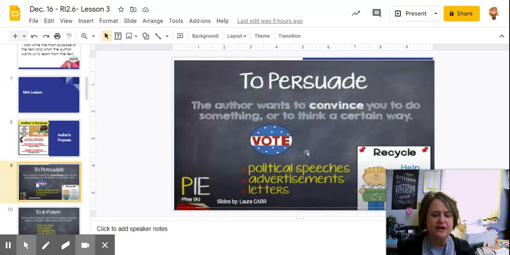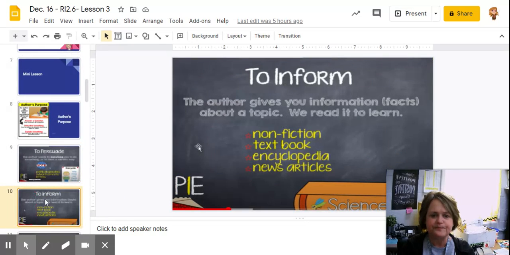Just a review, persuade is when the author wants to convince you to do something. They want you to go out and vote. A lot of political speeches, advertisements, or letters. Also recycling. They want you to learn how to recycle. Make sure you take your recycling to a certain place. Those are all persuasion, getting you to feel a certain way.